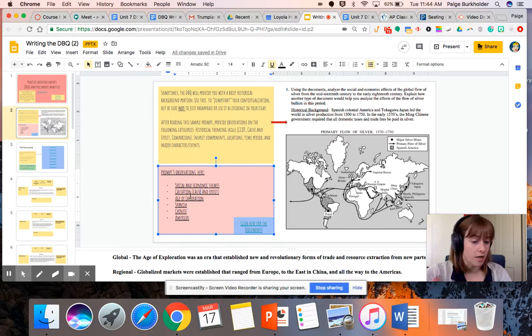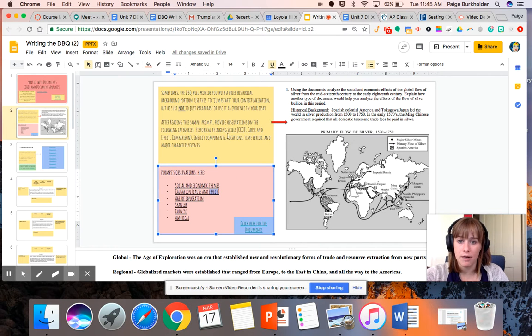You're not going to be talking about causes, okay, unless it's in a contextual format, you could talk about causes there. But in terms of your evidence and your analysis, you are only going to be talking about effects because the prompt only asks about effects.